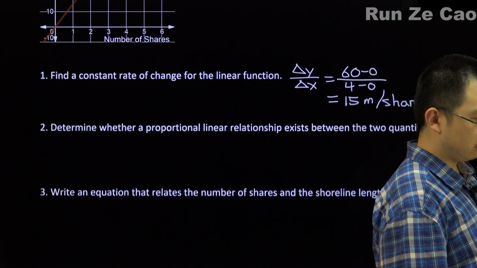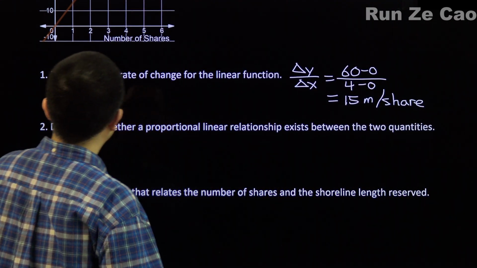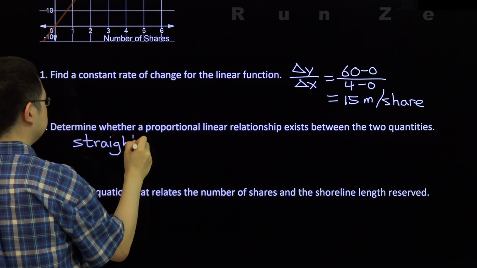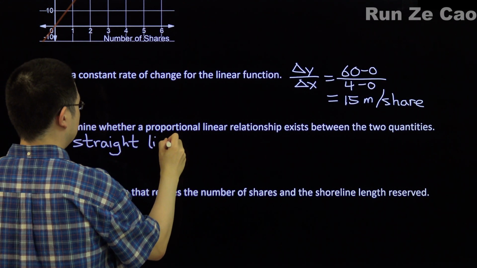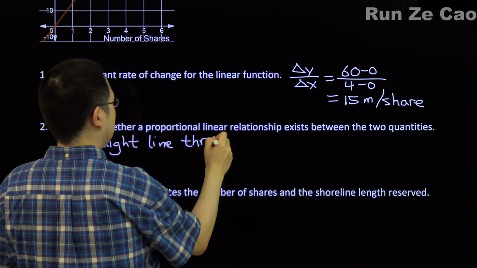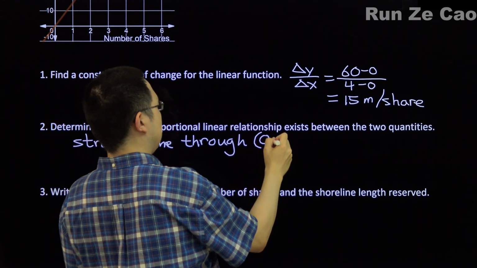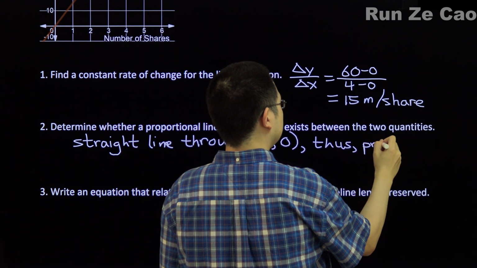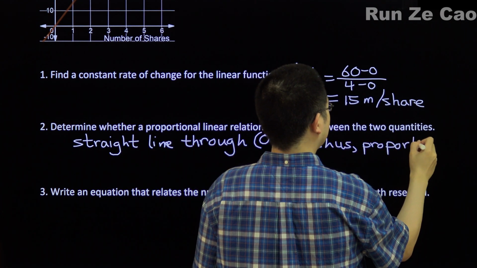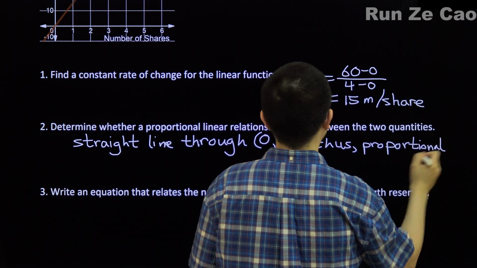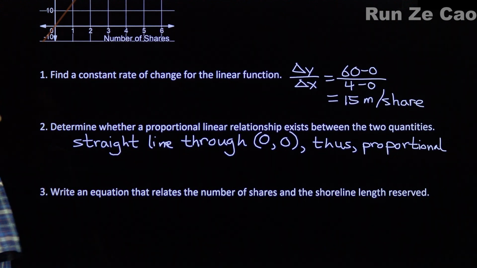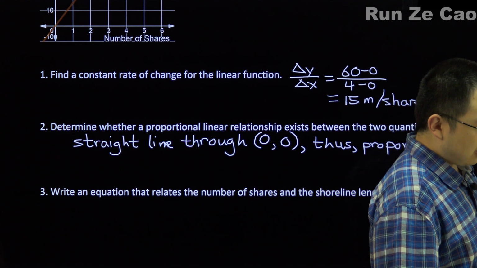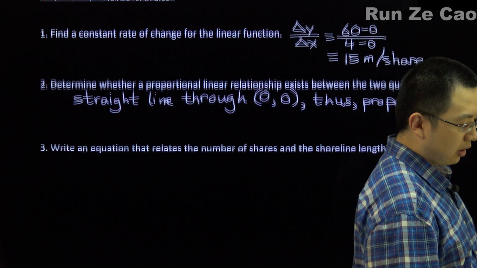Determine whether a proportional linear relationship exists. Straight line through zero, zero, thus proportional. Of course, it doesn't make any sense when you extend it past 0, 0 to the negative shares, because you can't really do that. But hey, write an equation that relates the number of shares and the shoreline length reserved.